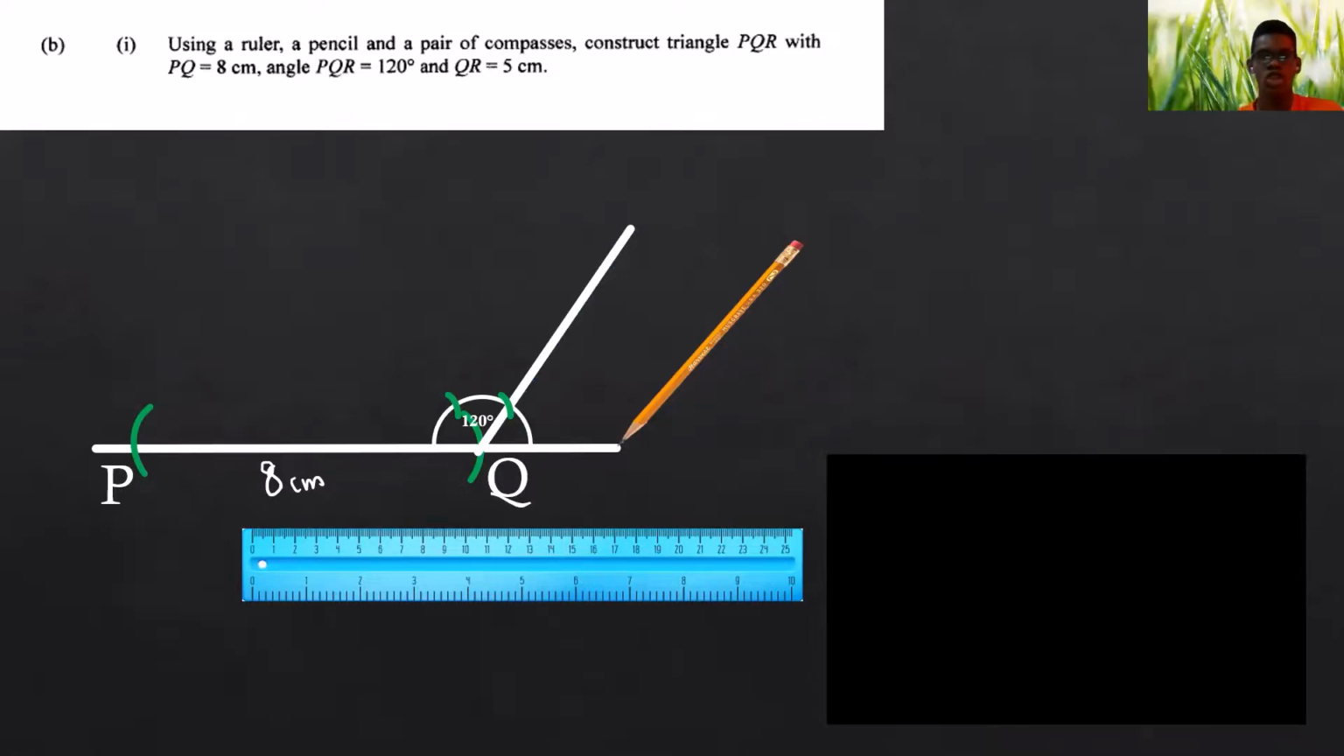Draw a long enough line, because this will be 5 centimeters long. This angle, because R will be here, right? This line needs to be of a good length. Just ensure it's more than 5 cm because we're going to do the 5 cm line. Measure the 5 cm just now on this line.